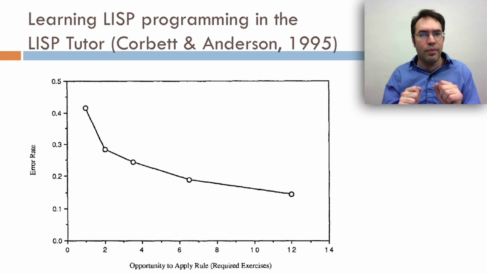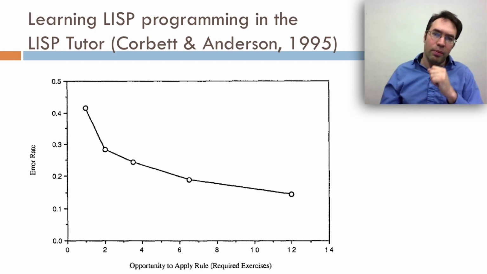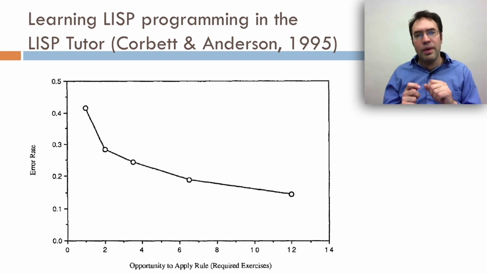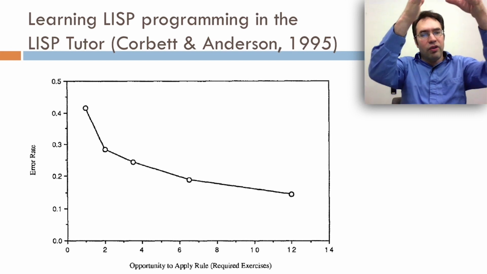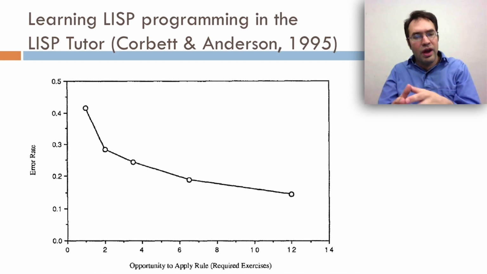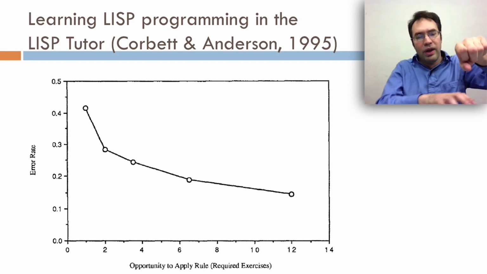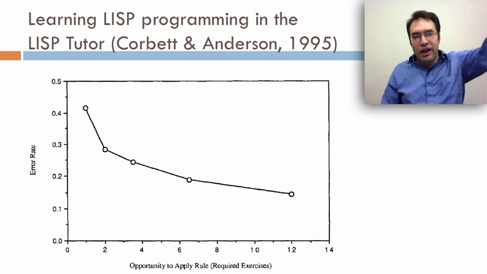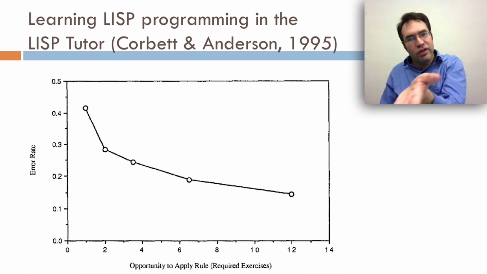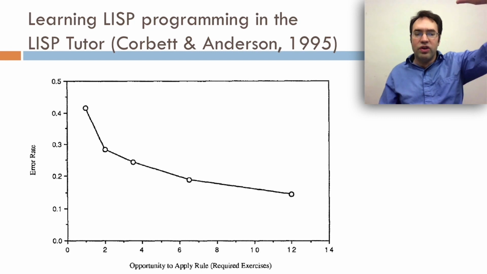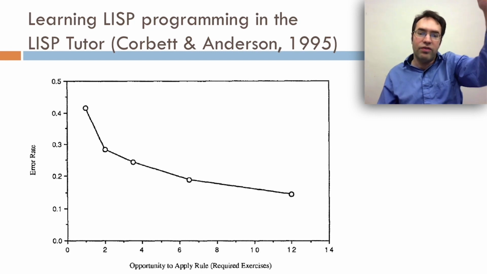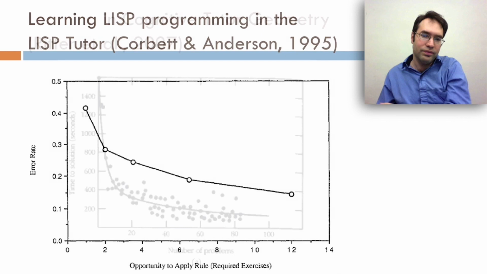Here's a classic example of a learning curve. This comes from Corbett and Anderson 1995, which, sharp observers may note, is the exact same paper that had Bayesian knowledge tracing. In this system, they were looking at how students learned Lisp programming in the Lisp tutor, and they looked at how the error rate dropped at each opportunity to use a given skill. And you can see for this skill this nice, lovely little curve that kind of shows the student getting better over time, and it's fast at first and kind of slows down over time.